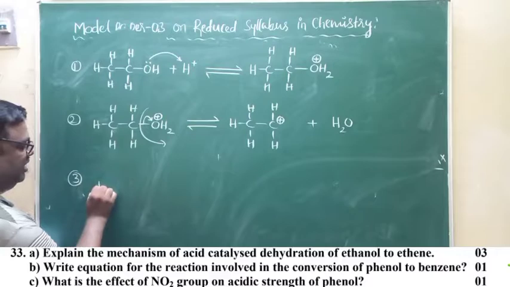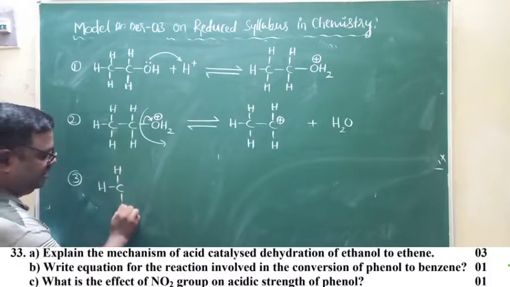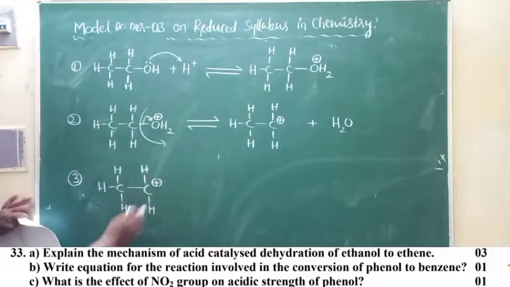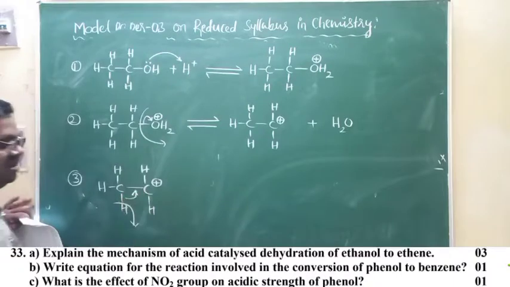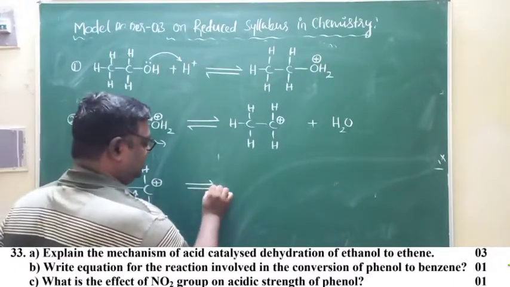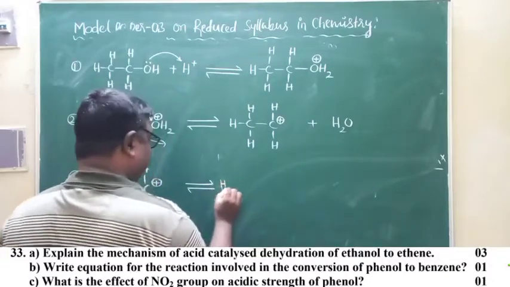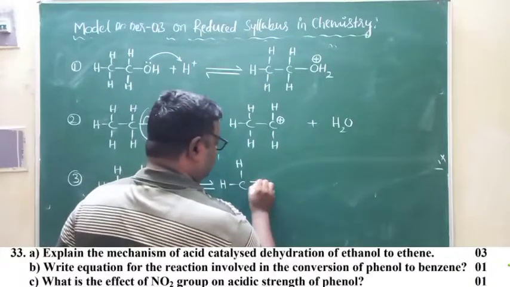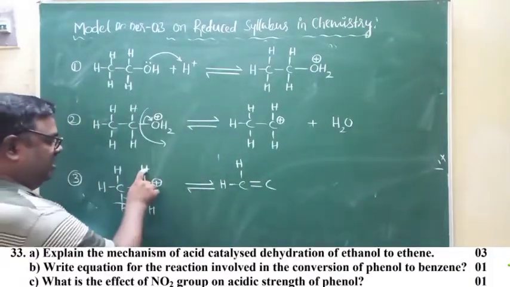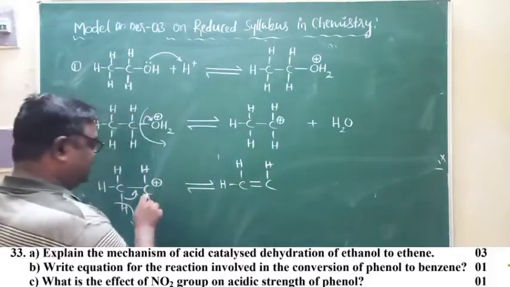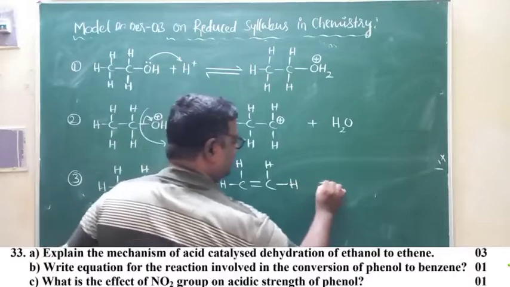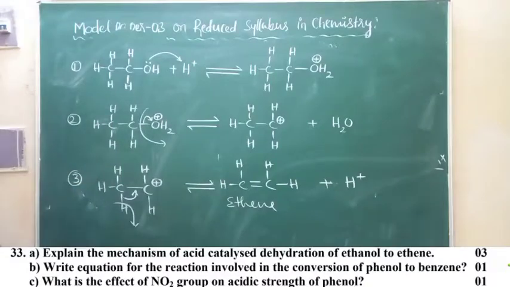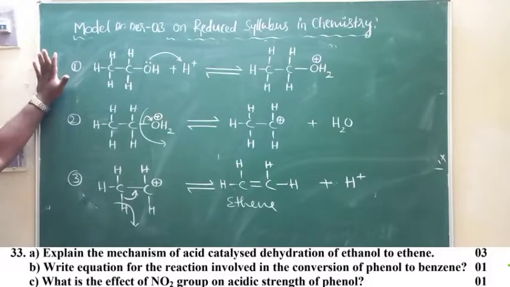In the third step, the product of the second step is the reactant of the third step. This carbocation undergoes elimination. And that leads to, look at this, if this single bond comes this side, a carbon to carbon double bond forms. Here there is an H, yes, it is H. This positive charge is neutralized, and of course plus H plus, and this is ethene. This is the mechanism for the conversion of ethanol to ethene.